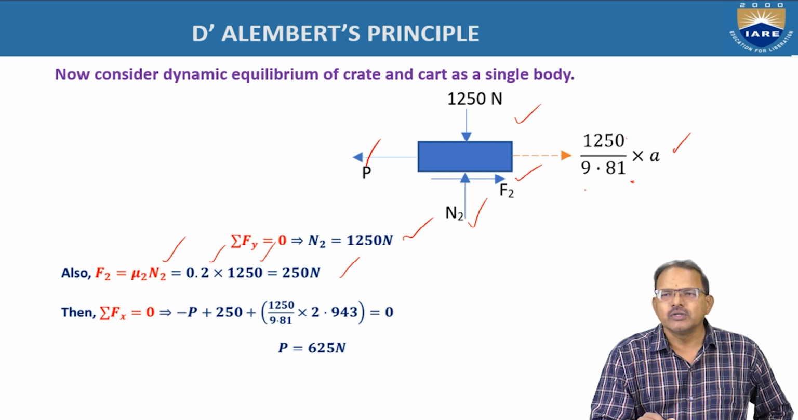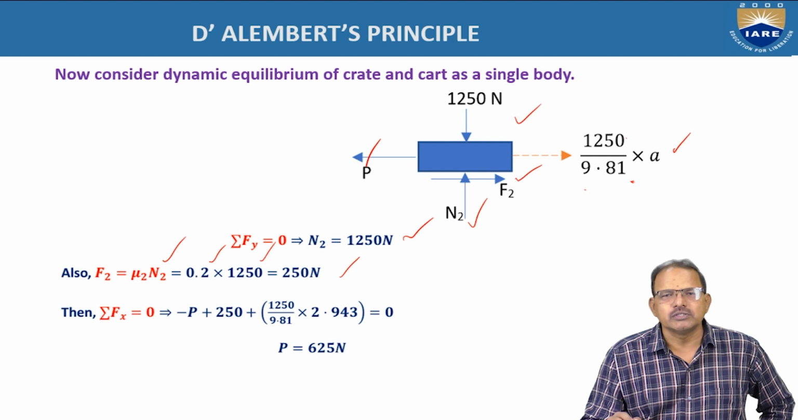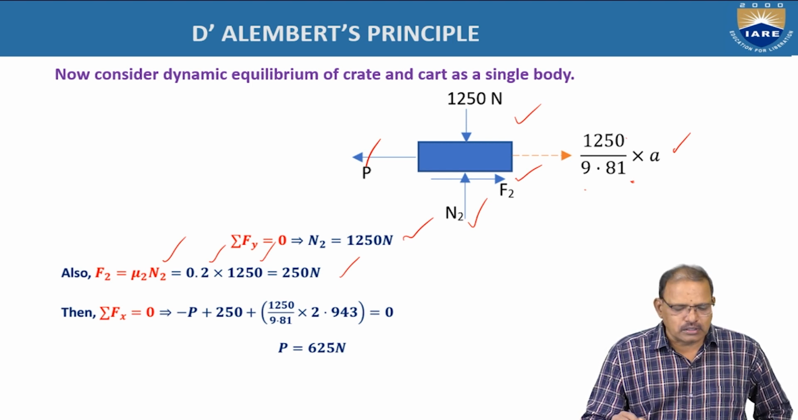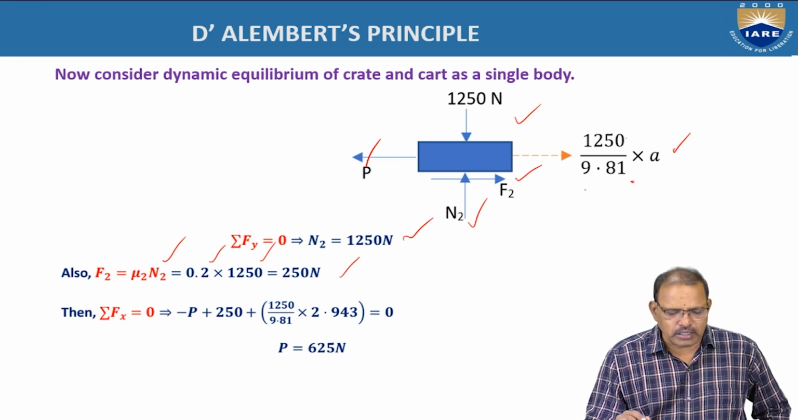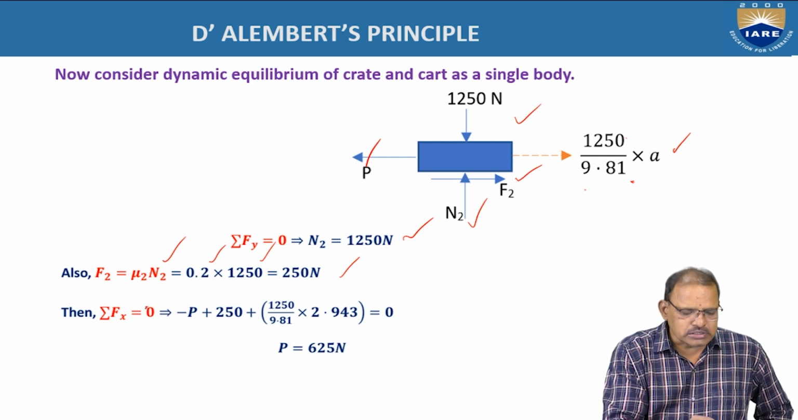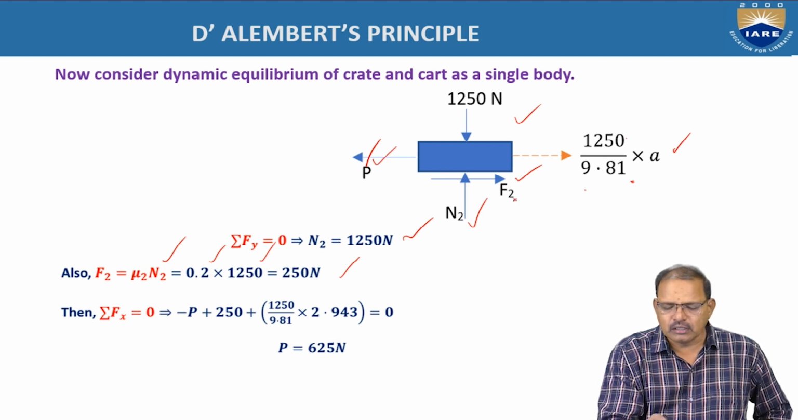Sigma Fx is equal to 0. That is, the algebraic sum of all the forces acting in the direction of motion is equal to 0. That is according to D'Alembert's principle. The resultant force acting on the body always keeps the body in equilibrium with the inertia force. Hence, sigma Fx is equal to 0. That is minus P, which is acting toward the left hand side, plus 250, the frictional force acting toward the right hand side.